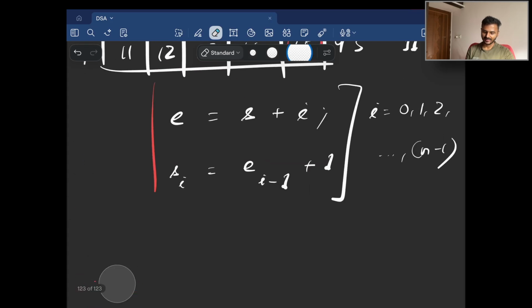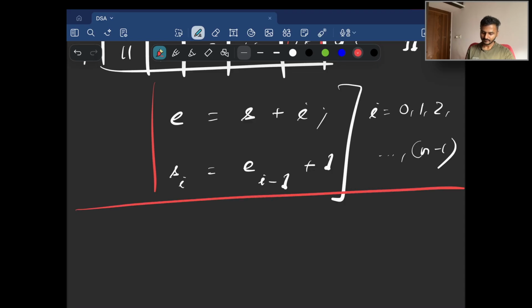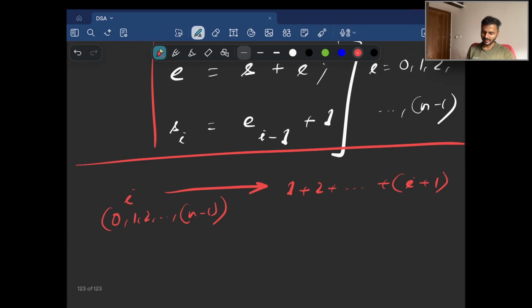So if I generalize and write this, what will we get? We will get this. If we are on row number i, and again, i starts from 0, goes all the way up to n minus 1, what we will have to do to get the end value is start from 1 and go all the way up to i plus 1, right? So with this, we will be able to figure out the end value.